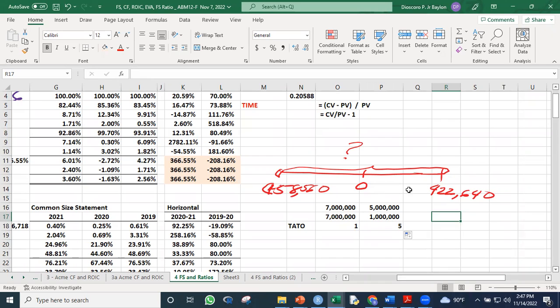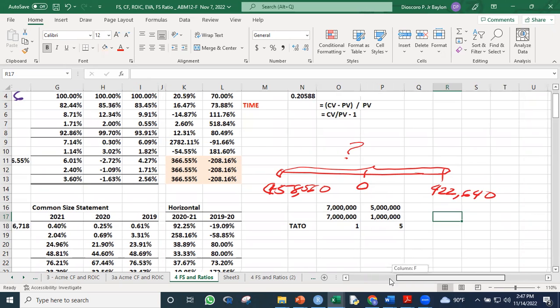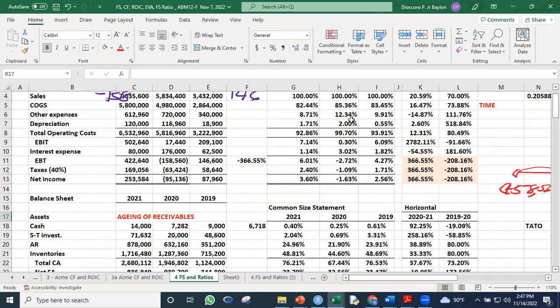So I hope that's clear. It's very important for us to really come from a more holistic perspective as regards looking at the performance of the firm.